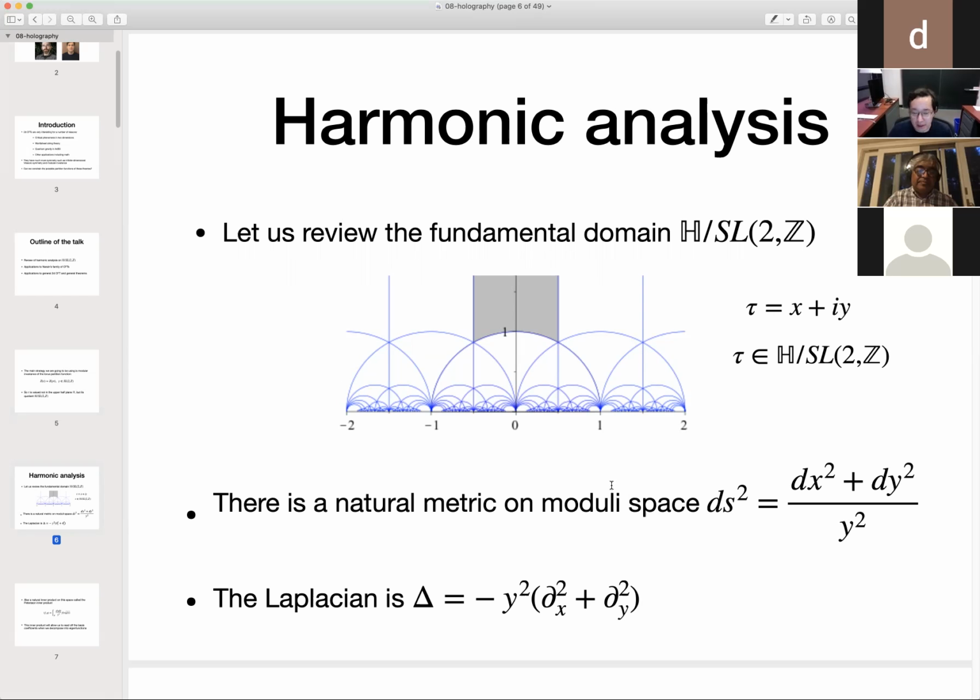This upper half plane has a natural metric given here, where x and y are the real and imaginary parts of this modular parameter tau. And with this metric, we can define a Laplacian.